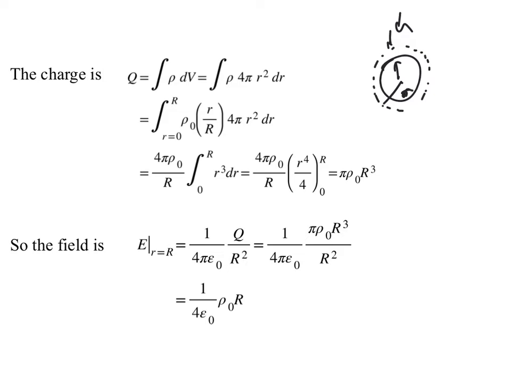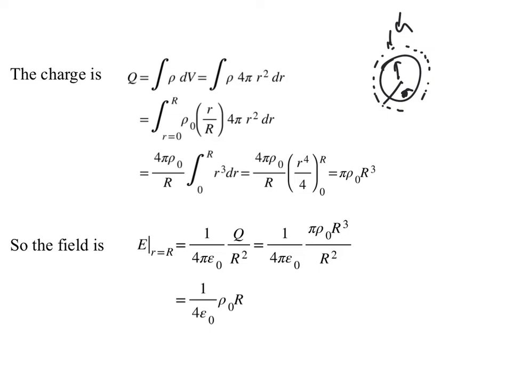So then we can just integrate it out, from the center to the surface, of the given density function times the volume element. We play around with all the constant stuff, bring the 4 pi rho naught out, and we're integrating r cubed dr. So we end up with pi rho naught R to the fourth. This is the enclosed charge. But now it's just a point charge, so we take the enclosed charge divided by the distance squared, and we get that the electric field is 1 over 4 epsilon naught, pi's canceled, times the density function they give us, times the radius.